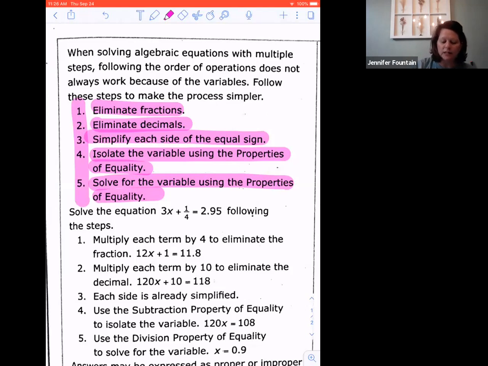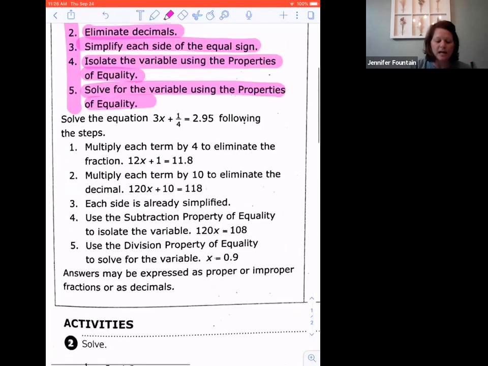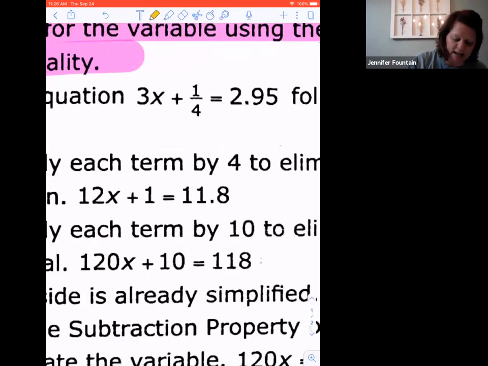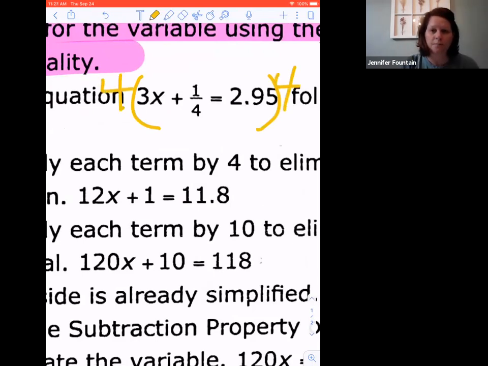So let's go ahead and look at the example they've given us. We have 3x plus 1/4 equals 2.95. So step 1 is to eliminate the fraction. Remember that when I am getting rid of the fraction, that means I have to multiply by the common denominator. Fortunately, I only have one denominator here, so I don't have to really think too hard. I see that it's a 4, so that means I have to multiply both sides by 4.